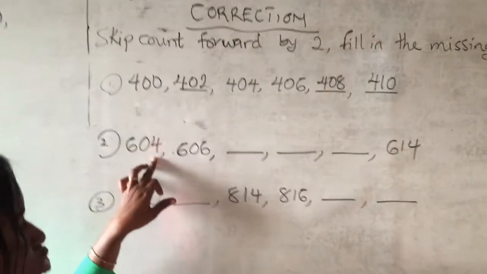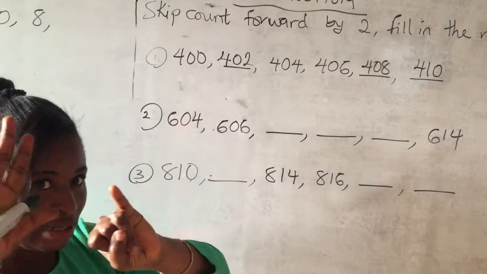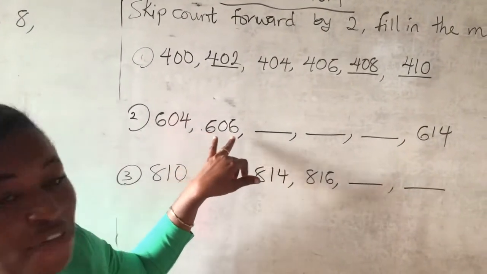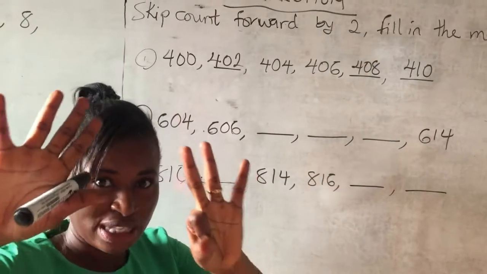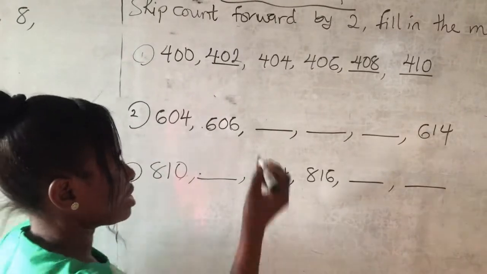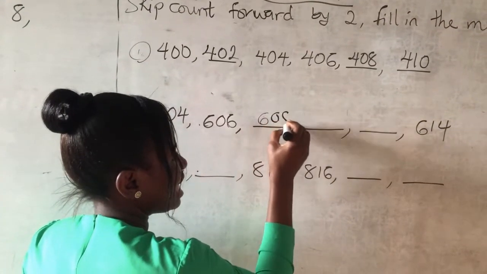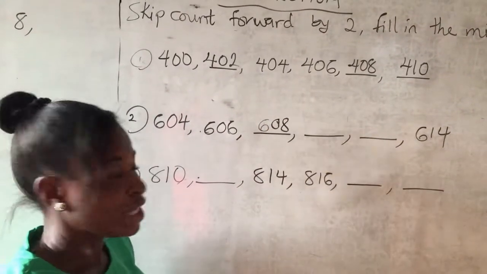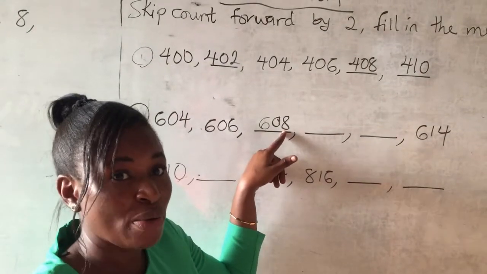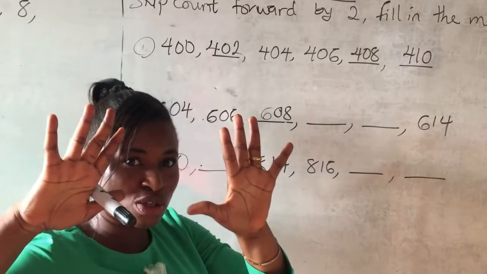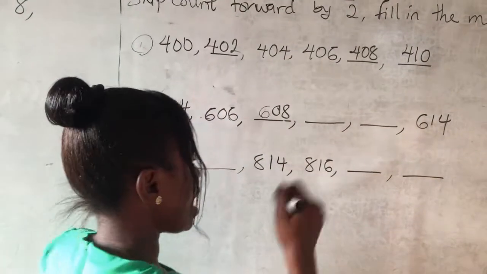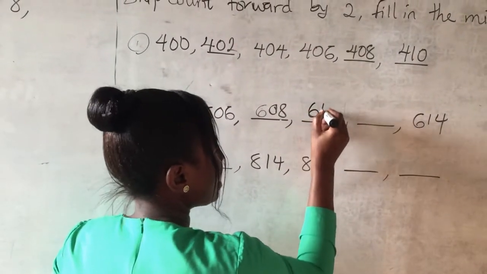Now, number 2 is 604. When you add 2 to 4, you get what? 6. So we have 604. Now, when we add 2 to 6, we'll get what? 8. So we'll get what? 608. Now, we have 8 here. When we add 2 to 8, what will we get? 10. So our next number will be what?